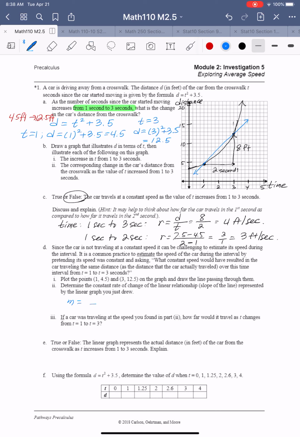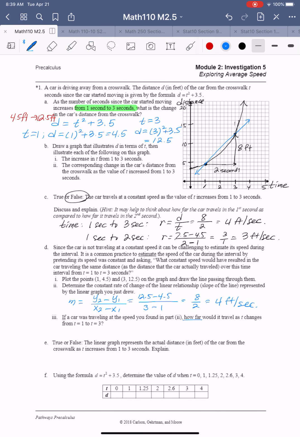The formula for this is y2 minus y1 over x2 minus x1. So in order to do that, 12.5 minus 4.5 over 3 minus 1, which is 8 over 2, which is 4. So 4 feet per second. And then, if the car was traveling at the speed you found in part 2, how far did it travel from t equal to 1 to 3? So how far, we can say, 4 feet.